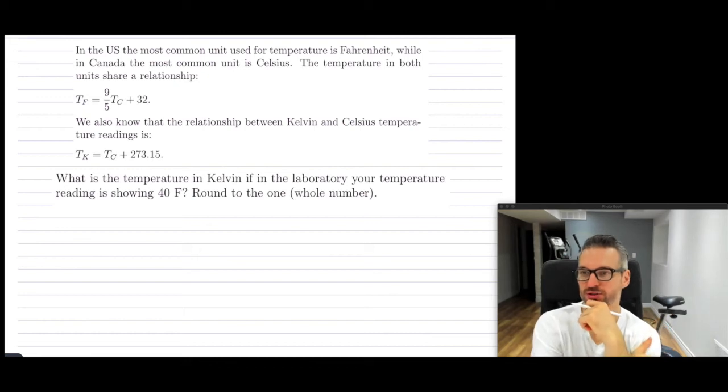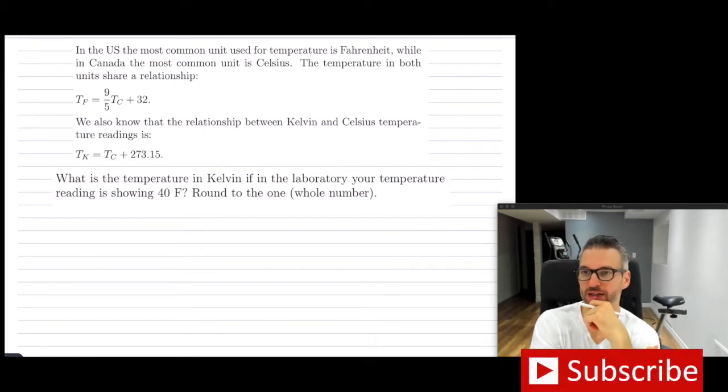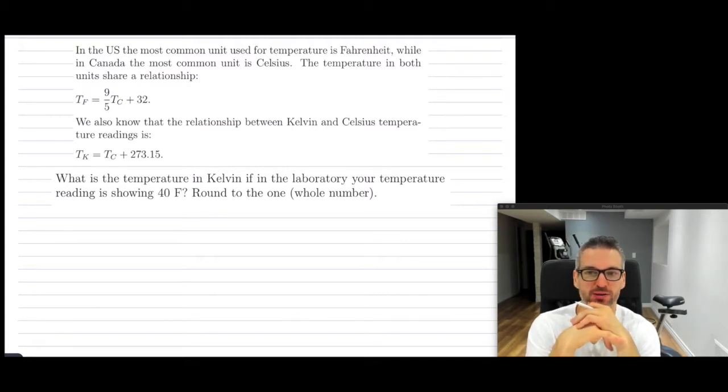Welcome to this question on temperature calculations with formulas. In the US, the most common unit for temperature is pretty much Fahrenheit, or at least at the moment. And in Canada, we primarily use Celsius, although of course some people do still use Fahrenheit. Now the temperature in both units share a relationship.